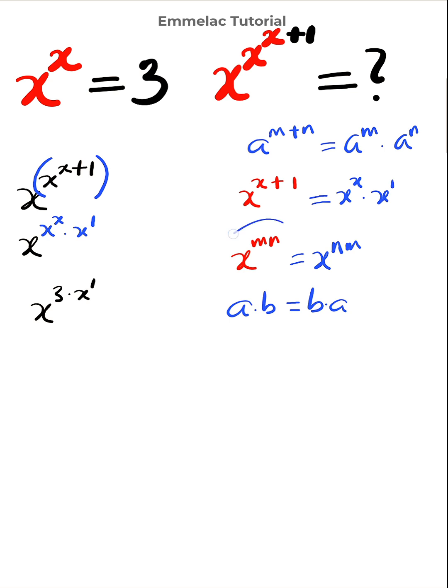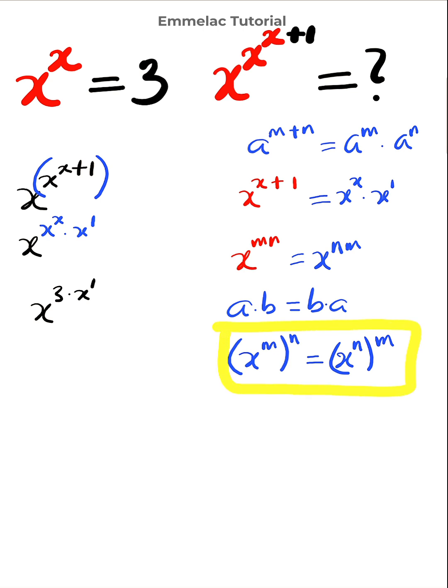Okay, now in this case I can also say that x raised to m, all raised to n, since m and n are commutative in nature, I can write this as x raised to n, all raised to what? m. Now if that is true, let us apply this rule to this one in particular. So now let's do that.